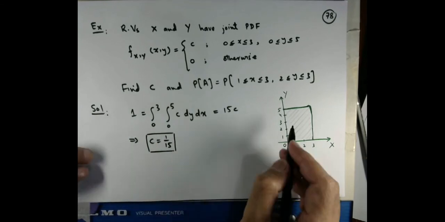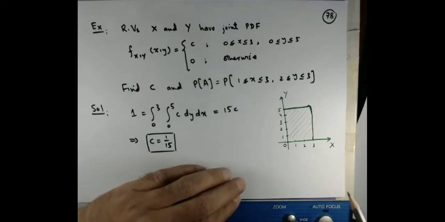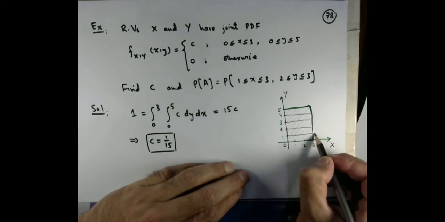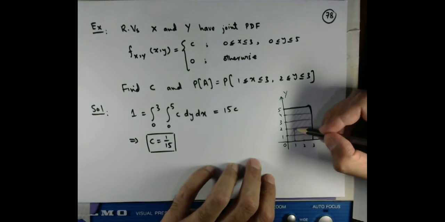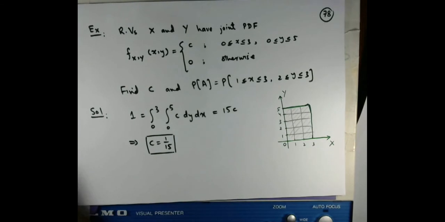Why? Because this is uniformly distributed, and you see, if you divide this area into certain small rectangles or squares, we get 15 squares in total. So the constant c is simply 1 over 15. So there are such 15 c's in the total area.